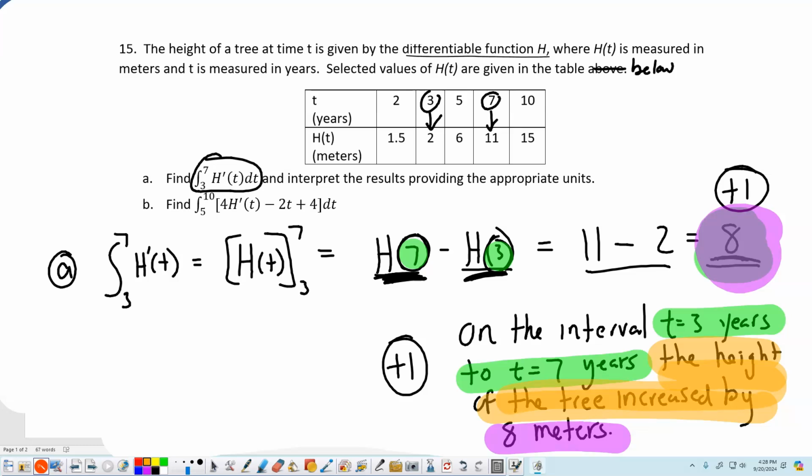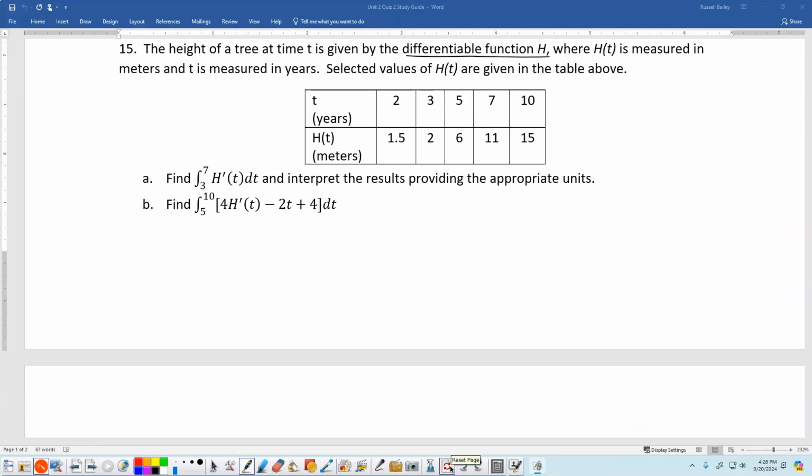So this will be a 2-point question. You get 1 point for getting the answer because of the calculus and the integration, and then you get 1 point for a proper interpretation. It's all or nothing, so you need to have all 3 parts in your interpretation if you want to get full credit. Okay, so there's that. Let's go ahead and take a look at part B. This was just asking us to do an integral. No interpretation or no units are needed for this.